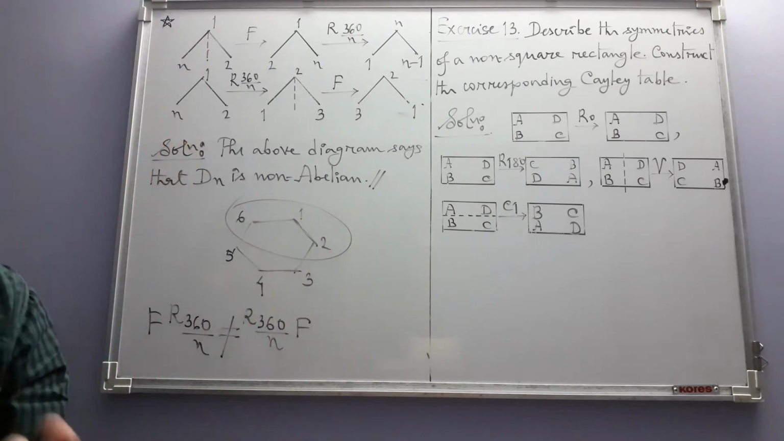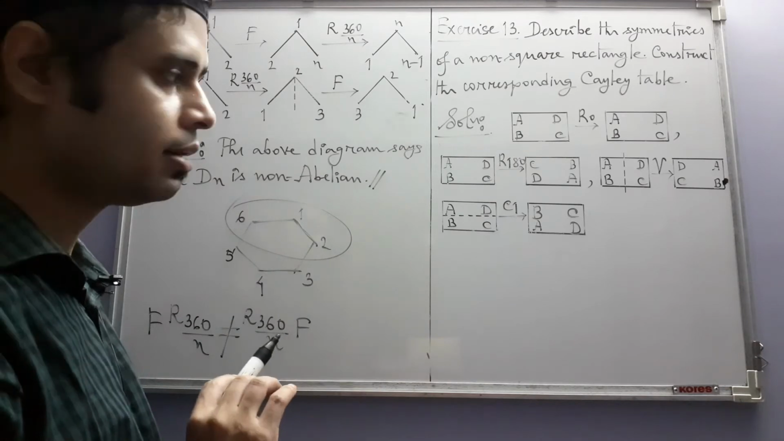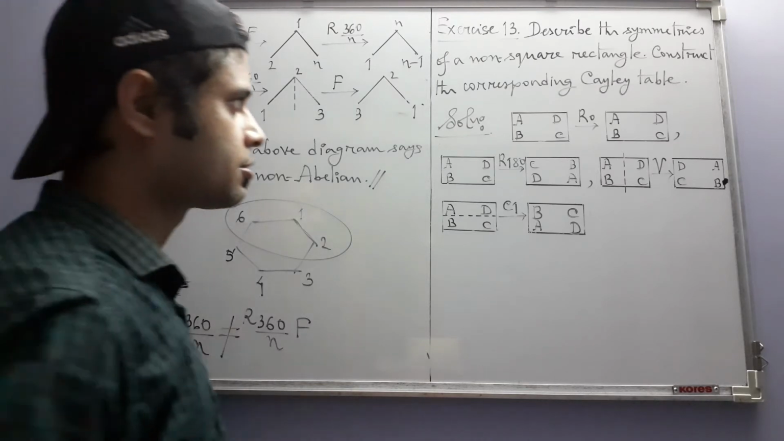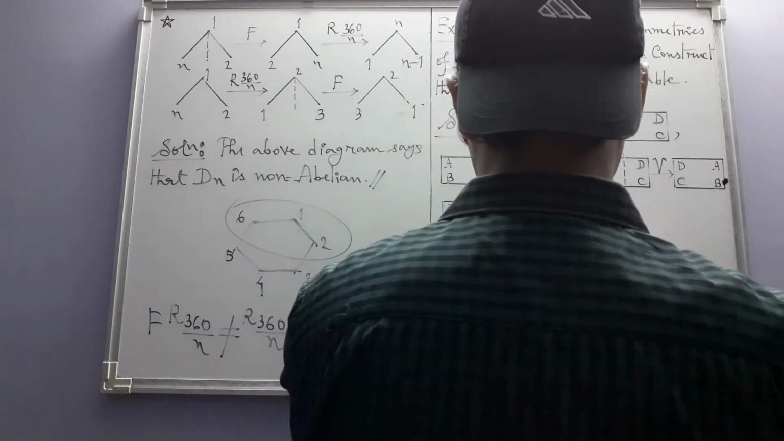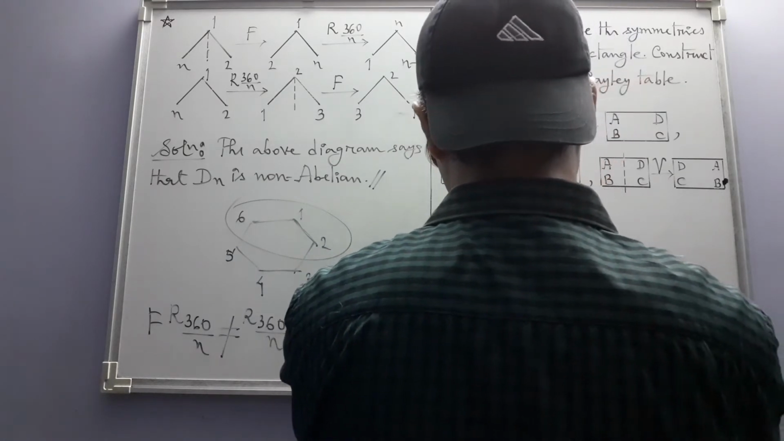So that's why we don't get anything new if we perform more operations. We have seen all the possibilities. Now we are going to construct the Cayley table. So here we have 4 elements. That means I will need 5 rows and 5 columns.